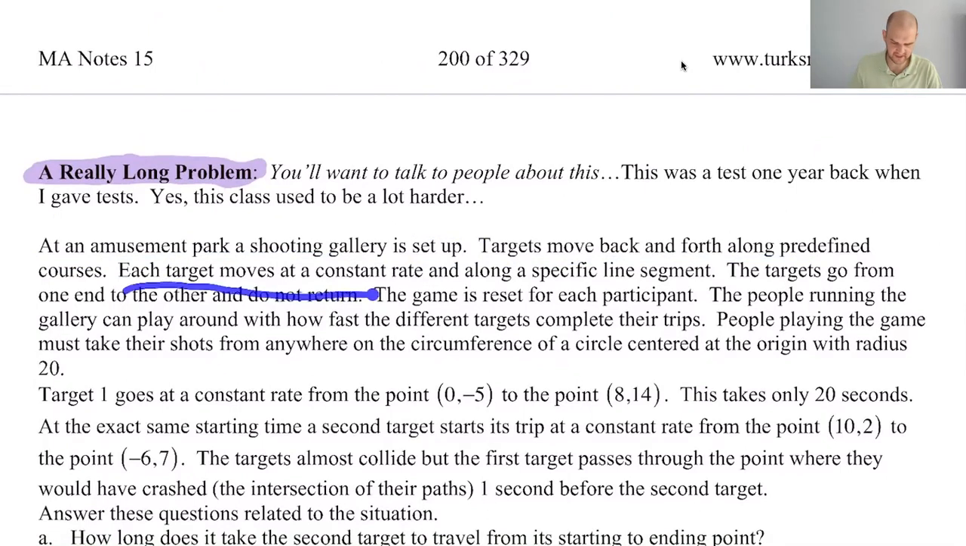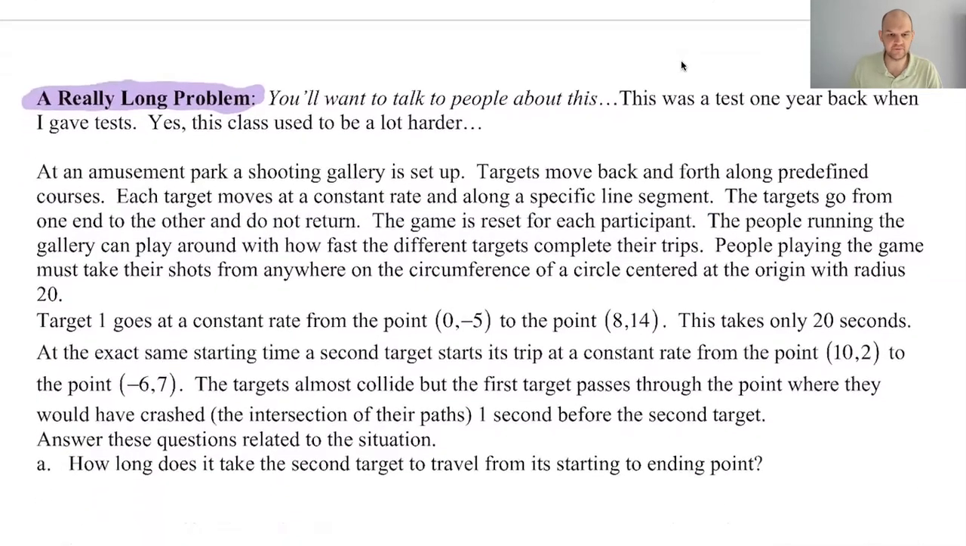Each target moves at a constant rate along a specific line segment. That seems fair. Targets go from one end to the other and do not return, so it's a one-way trip. The game is reset for each participant. People running the game can play around with how fast the different targets complete their trips. People playing the game must take their shots.